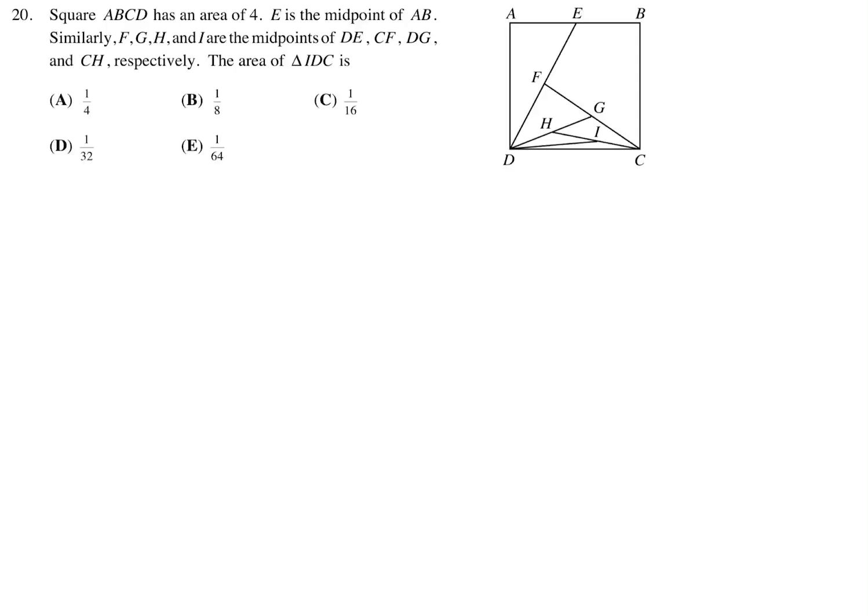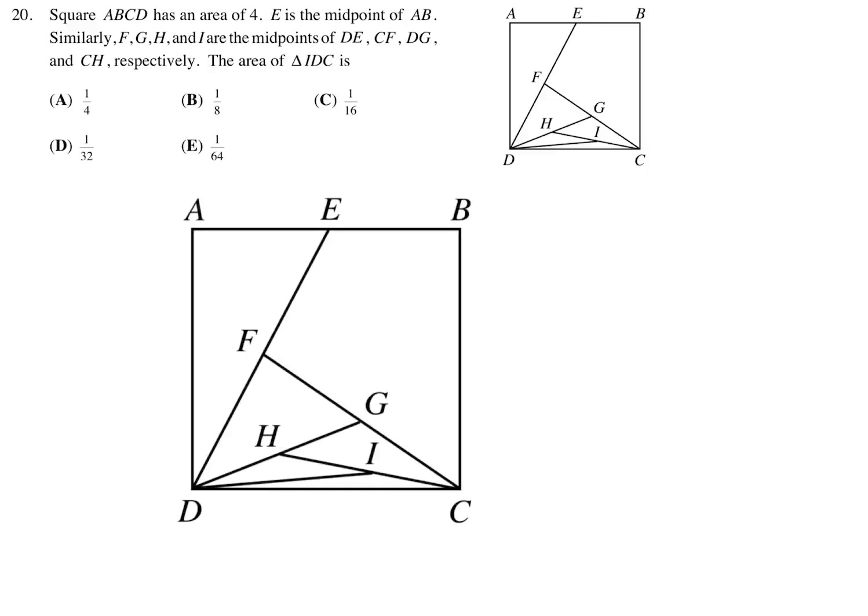Square ABCD has an area of 4. E is the midpoint of AB. Similarly, F, G, H, and I are the midpoints of DE, CF, DG, and CH respectively. The area of IDC is. All right. So we have a square of area 4, correct? Right here. So if the area is 4, the sides have length 2.